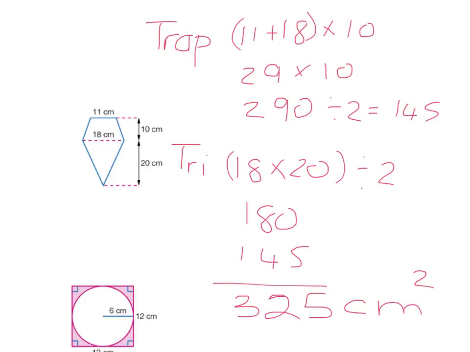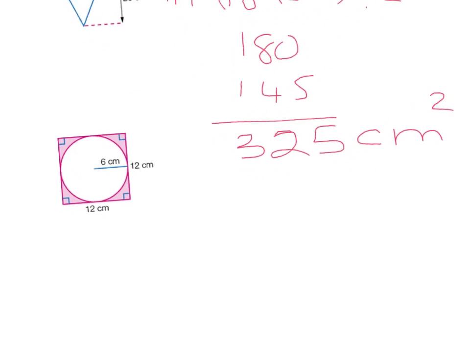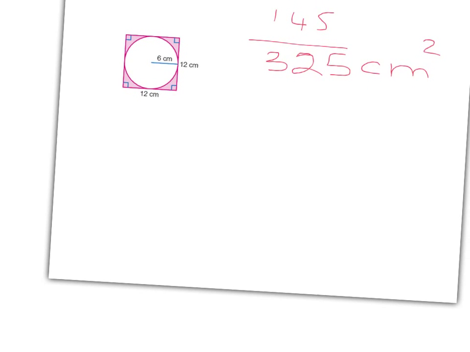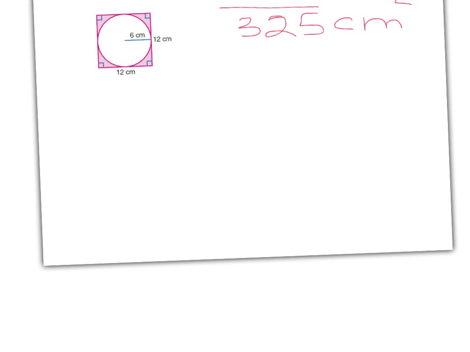So we looked at the trap, then we looked at the tri. So let's move up now. Let's turn it just a little bit. Okay, cool. So now we've got a circle and inside a square, but can you see the pink part? That's the part that they want from us. So what we have to do, we have to work out that whole square, and then we have to work out what the circle is and take the circle out of the square.